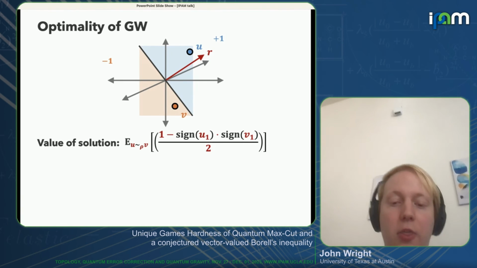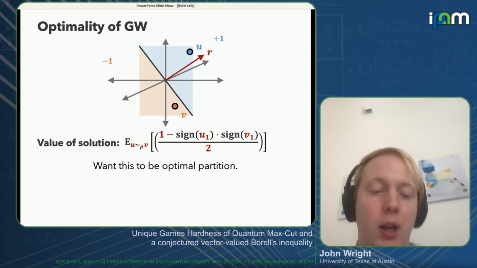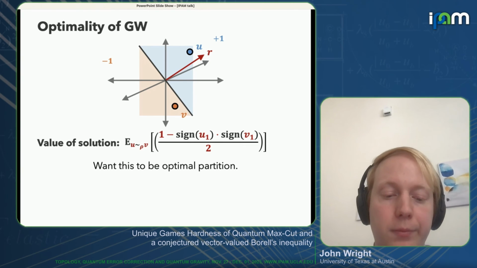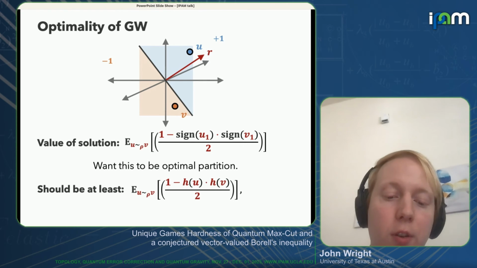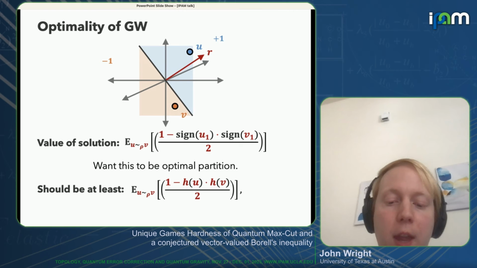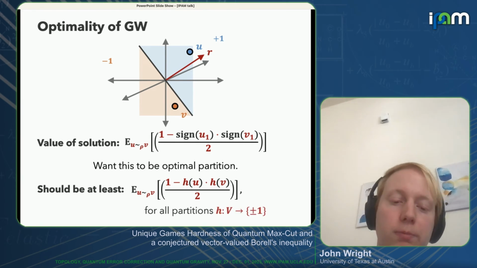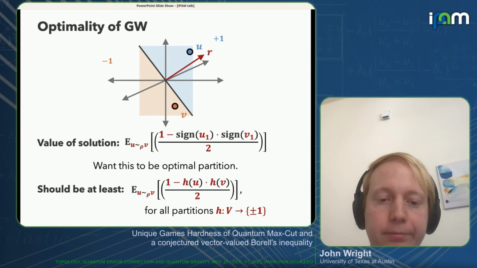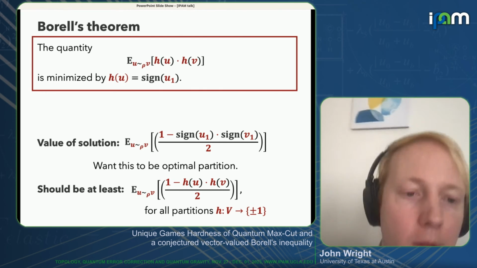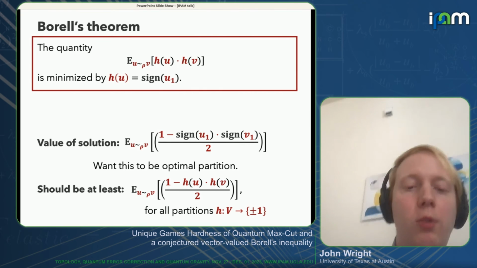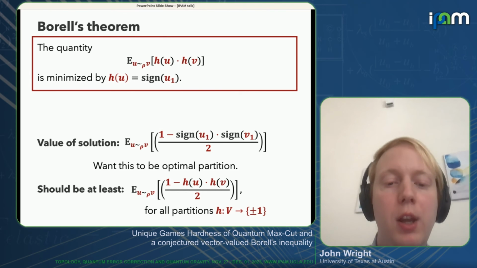Okay, so what we want is that this partition is the optimal partition. We want this to be the optimal value of the max cut instance. And we want it to be at least this expectation: the expectation over U, V of (1 minus H(U) times H(V)) over 2, for all partitions of the vertices H. And this is what Borell's theorem, Borell's isoperimetric inequality, tells us: that this quantity, the expectation over all U and V of H(U) times H(V), is actually minimized when H(U) is just the sign of U1.